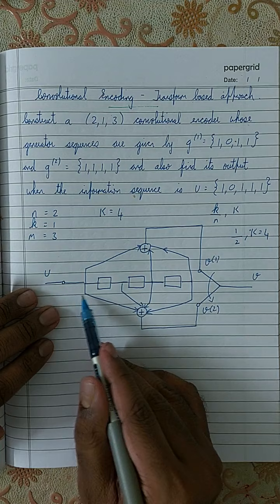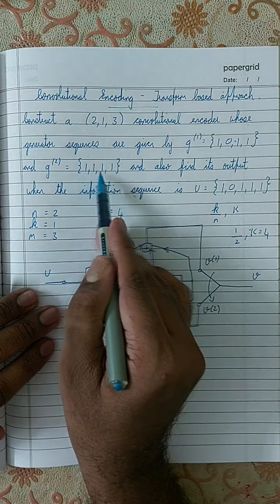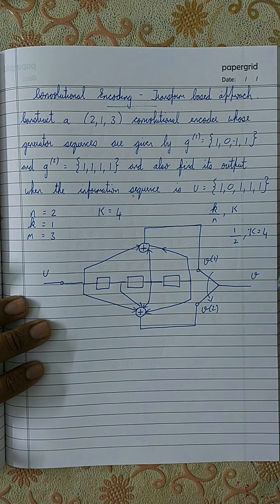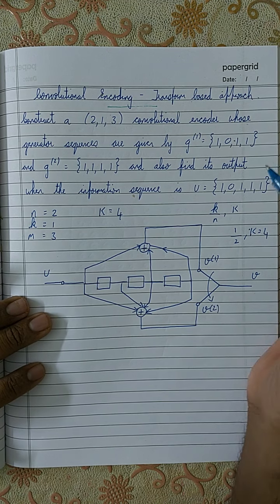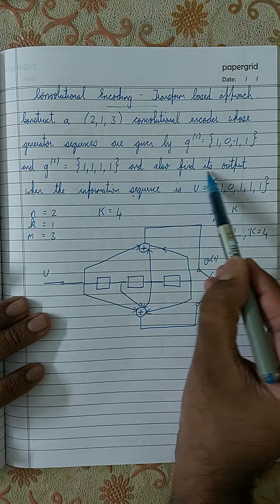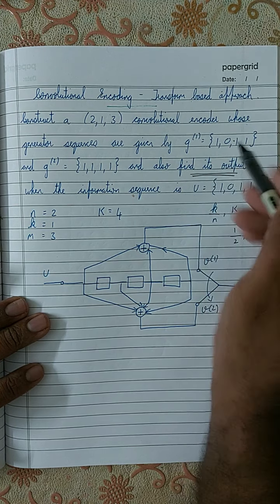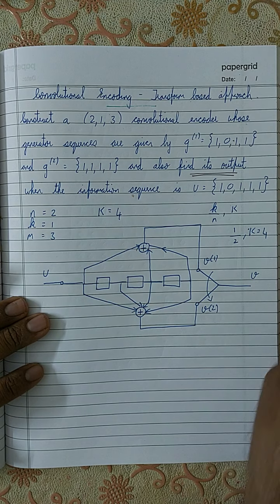This is it. Okay, 1 1 1 1 1 1 1 1. This is how we draw the (2,1,3) convolution encoder. Okay, so now what I'm going to do is apply convolution encoding using the transform domain approach, or transform based approach.